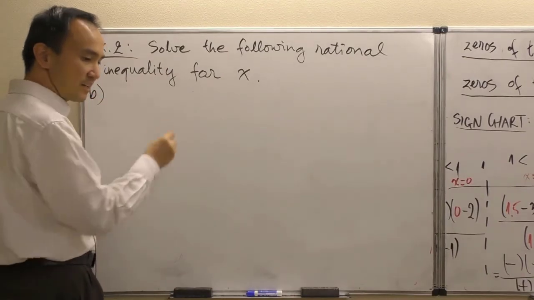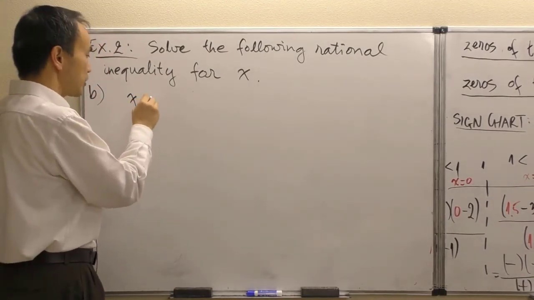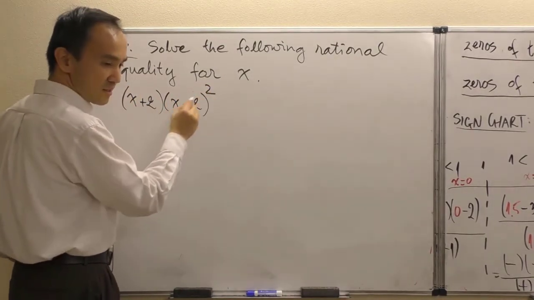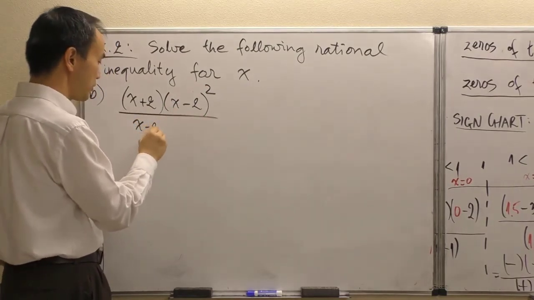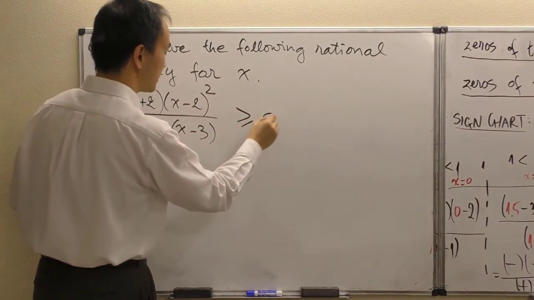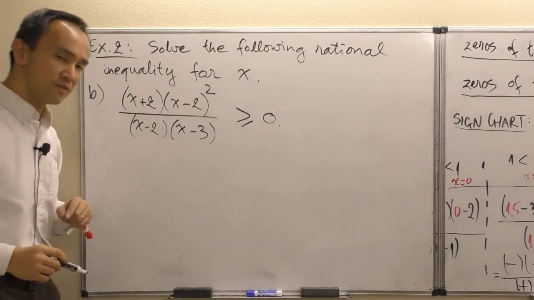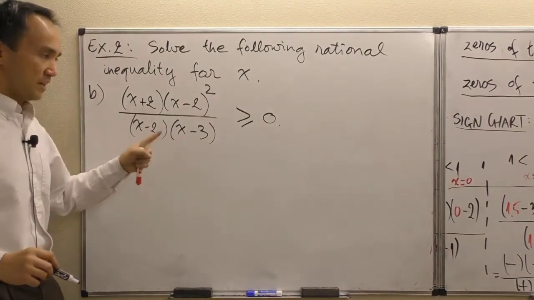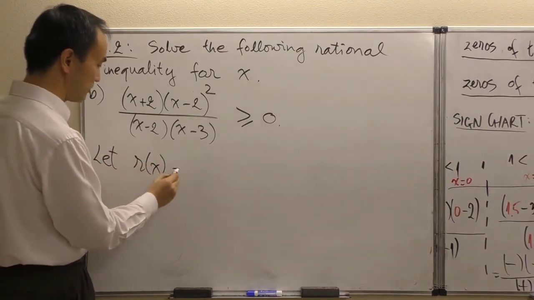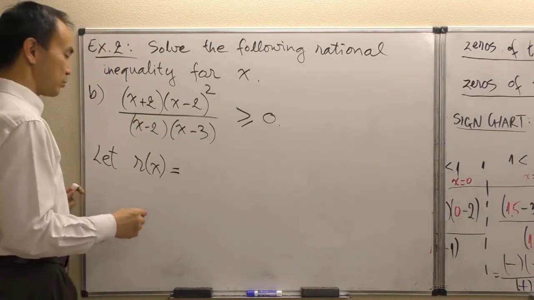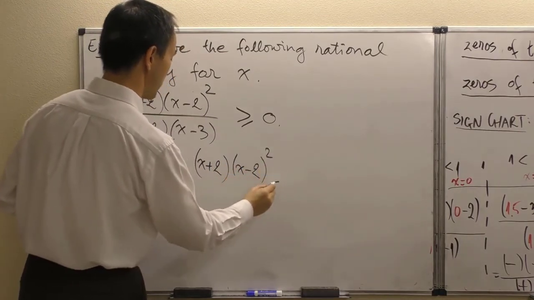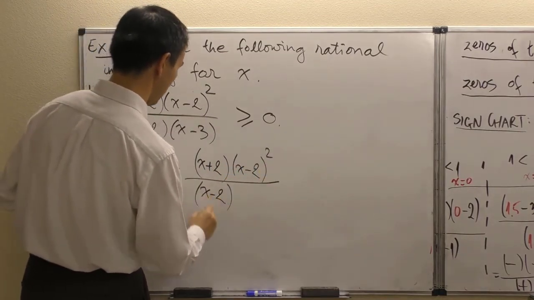The inequality we're looking at here is x plus 2 times x minus 2 all squared, and we're dividing this by x minus 2 times x minus 3, and we want this to be greater than or equal to 0. Okay, and so now, once again, before solving this, we're going to let a function r of x be defined as this left-hand side expression here. So x plus 2 times x minus 2 all squared, divided by x minus 2 times x minus 3.